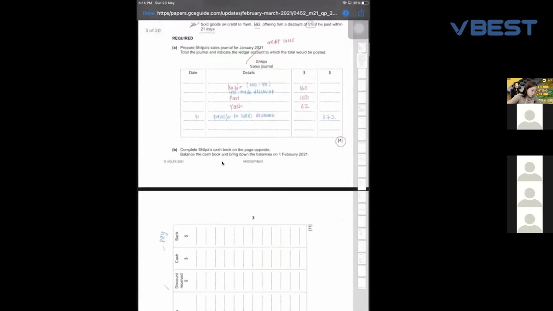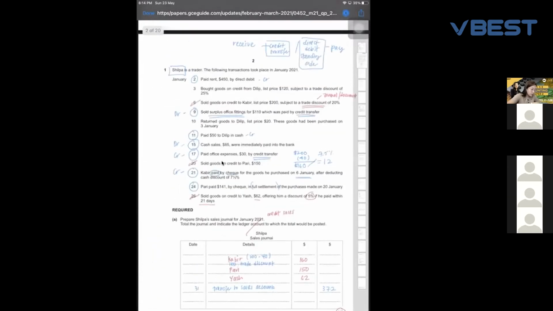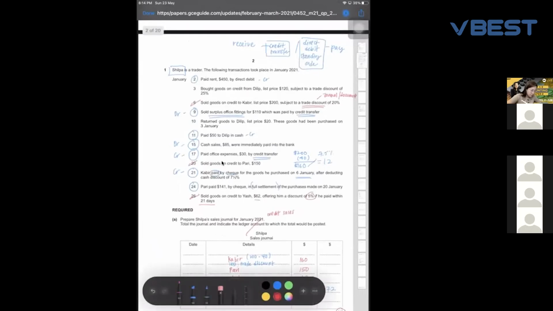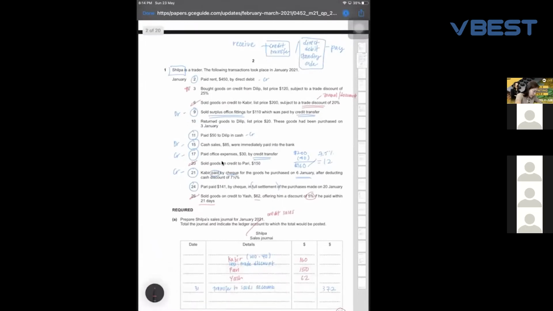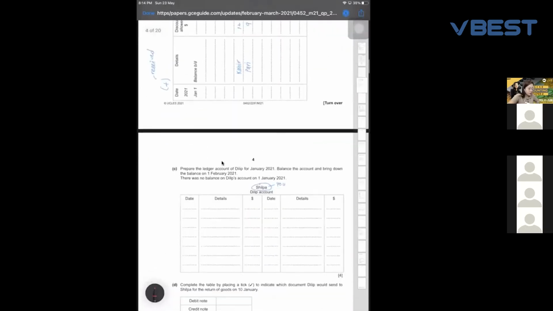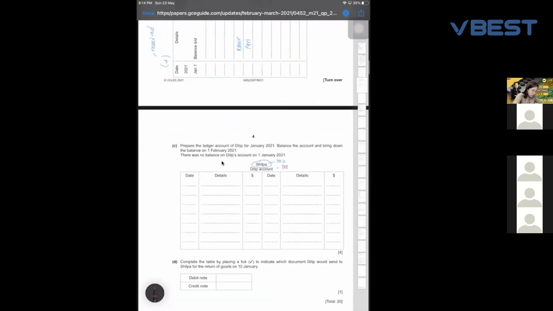From the questions above, you can see bought goods on credit from Dilip. I'll use another color to differentiate it. So this is Dilip. Anything else with Dilip? Here's another Dilip. Here's another Dilip. I think that's the three transactions only. When you bought goods on credit from Dilip, the first thing you know is who Dilip is to you: your trade payables. As we know, trade payable is a liability. So liability would be minus plus.